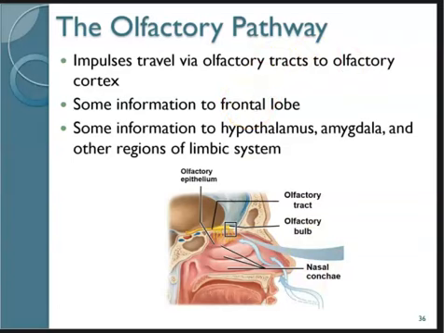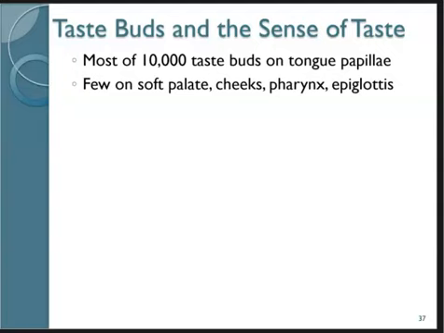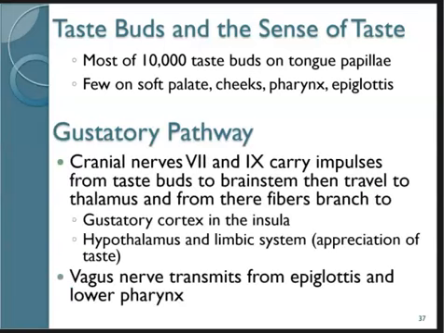Sense of taste, most of our receptors are found on the tongue, but we do have some on the soft palate, on the roof of our mouth. We find some in the cheeks, pharynx, as well as the epiglottis. In terms of the cranial nerves involved, hopefully you recall, it's going to be cranial nerve 7 for the anterior 2/3 of the tongue, and the posterior 1/3 is going to be cranial nerve 9.